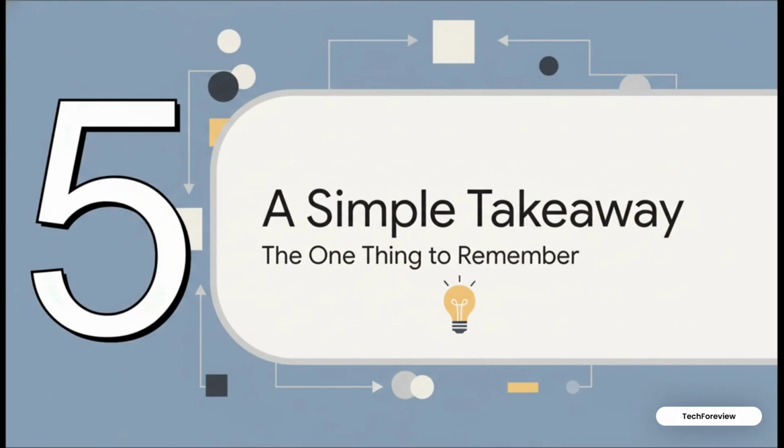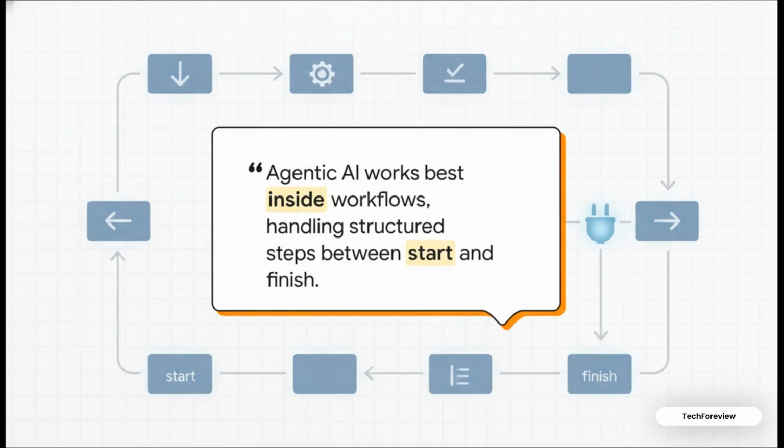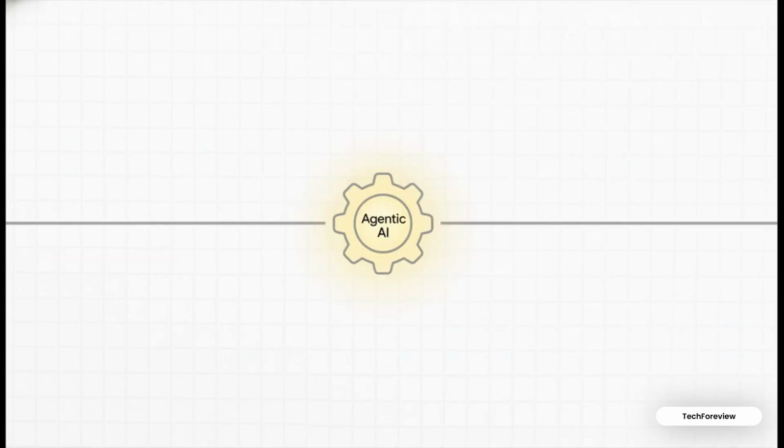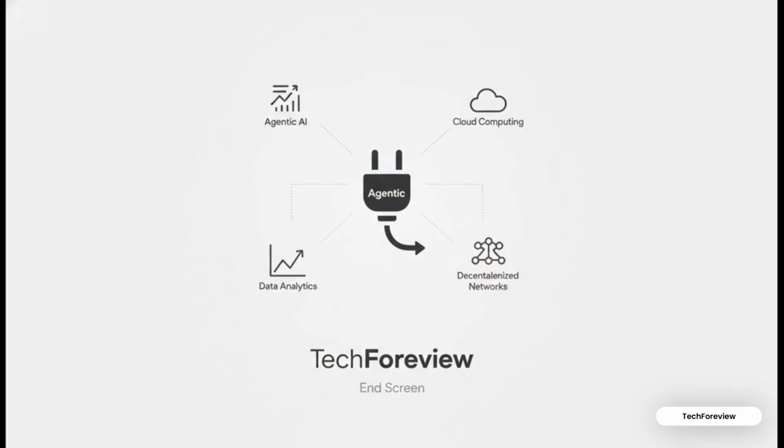So if there's just one simple idea to take away from all of this, what should it be? It really comes down to this. Agentic AI works best inside workflows, handling the structured steps that fall between the start and the finish. And just understanding that placement is really the key here. Now, in the future, that plugin part might get more and more powerful for sure, but the basic idea of integrating into a workflow instead of replacing it, that's likely here to stay. So this has been a calm overview of how Agentic AI can plug into our work. When we see it as a specialized tool, one that's designed for the middle of a process, we can get a much clearer picture of what it's truly for.